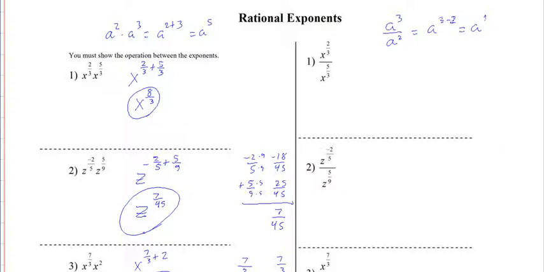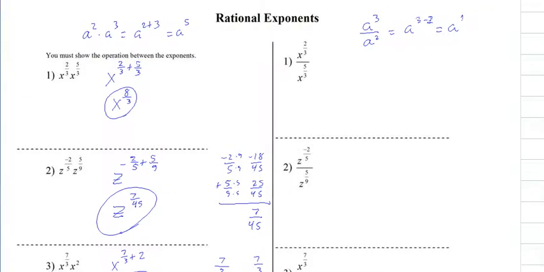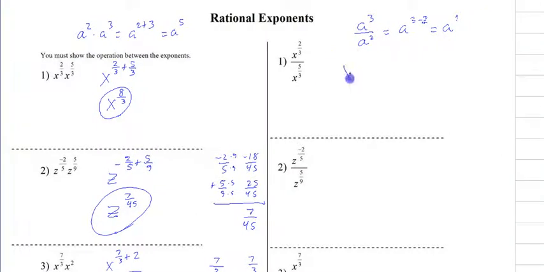Alright, let's try some division. So if we're dividing, we subtract. So this would be x to the 2/3 minus 5/3, which would be x to the, they're like terms, so negative 3/3, which is x to the negative 1, but we can't have negative exponents, so we take it to the bottom, 1 over x.